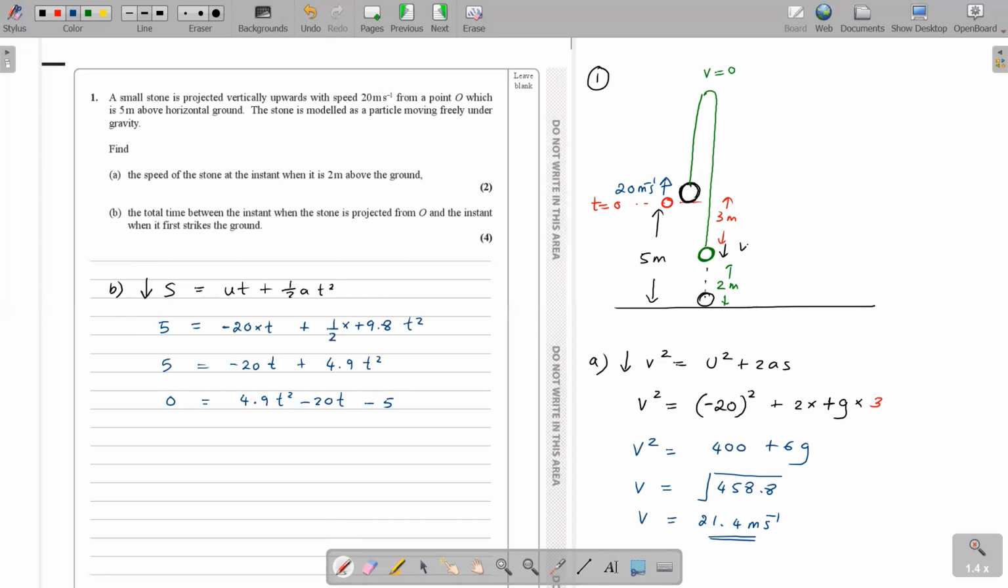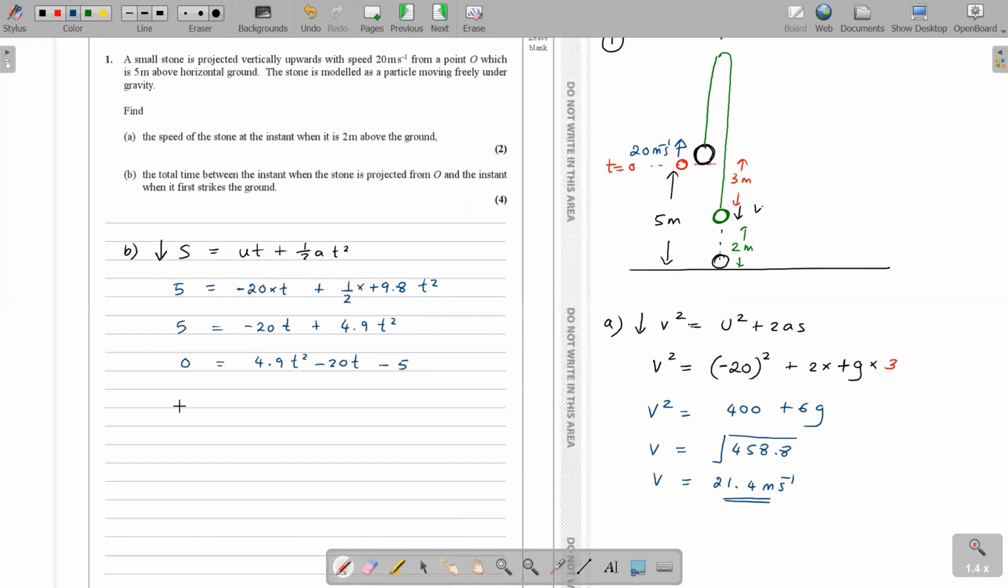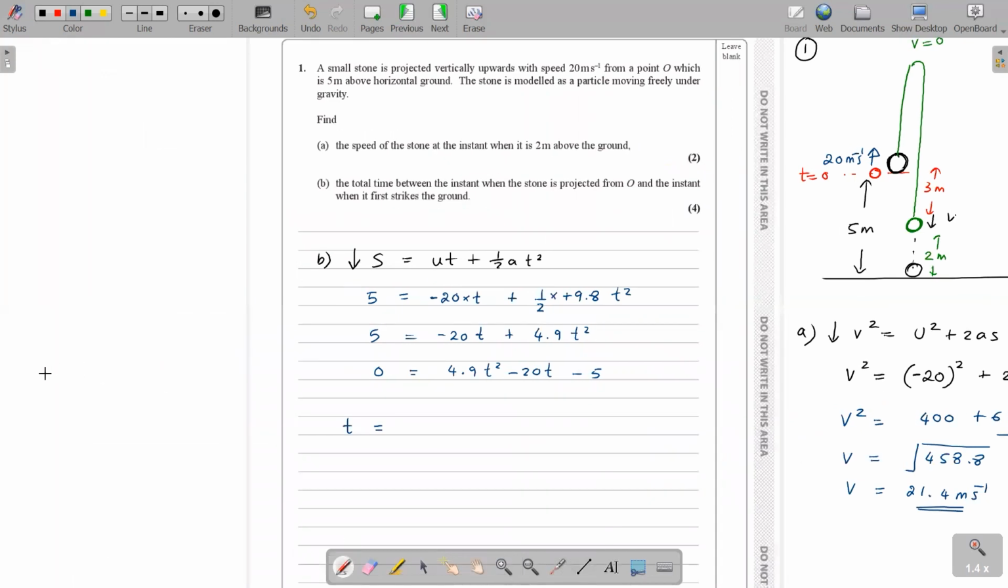So to solve this equation, we can use the quadratic formula, t equals minus b. You know the equation, right? x equals minus b plus or minus square root of b squared minus 4ac, divided by 2a. So this is all you need to use. Replace the a, b, c values. So a is 4.9, b is minus 20, c is minus 5.